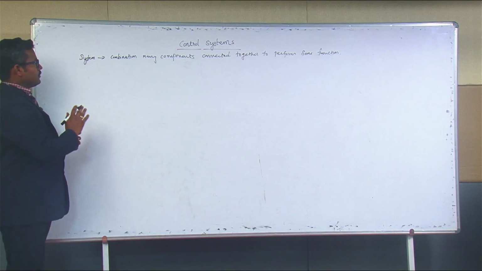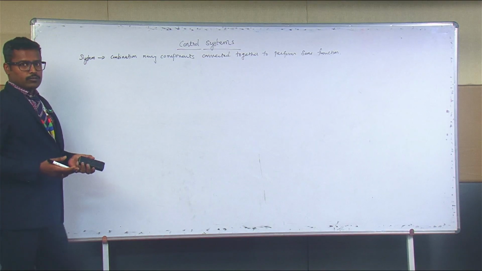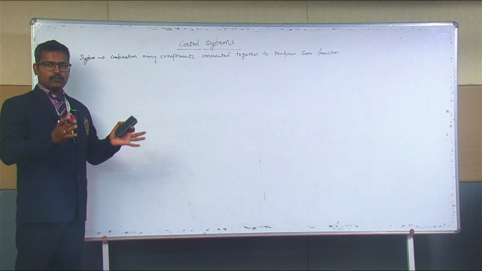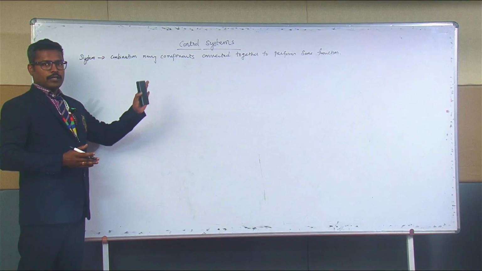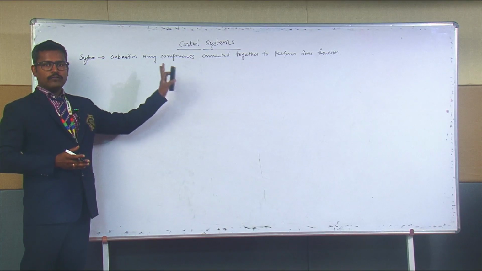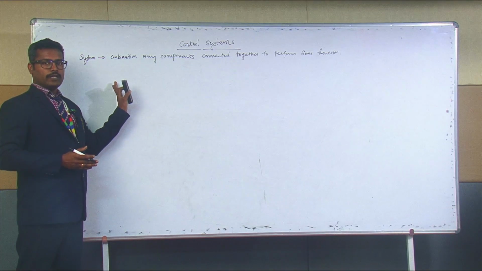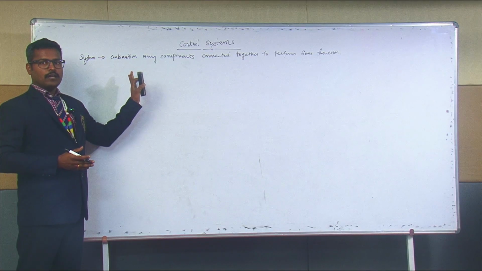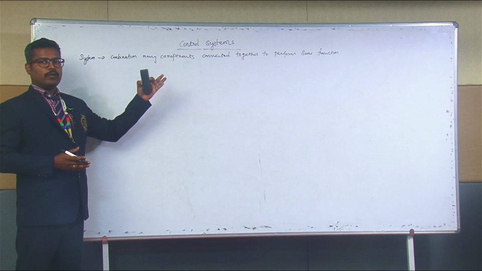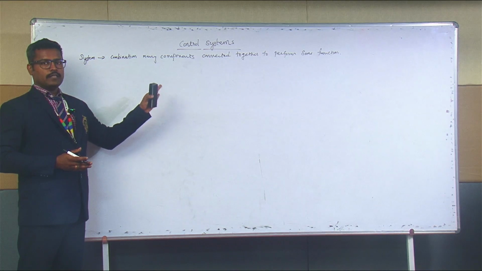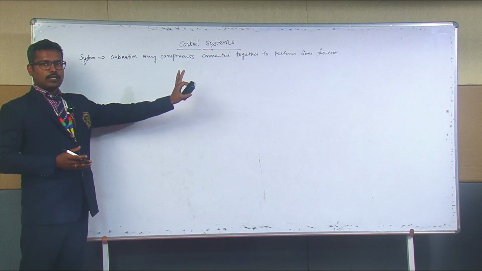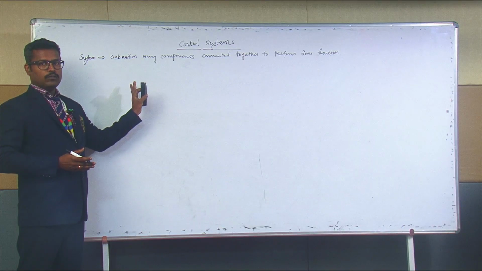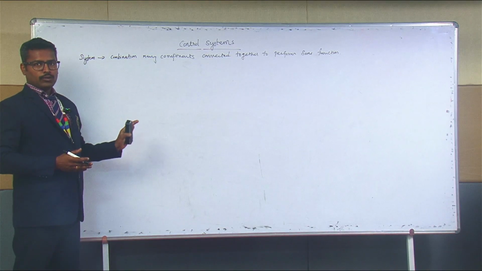So what is meant by a control system? The system is a combination of many elements, and if you are able to control the output of the system with the help of your input, then that is called a control system. If you are not able to control the output, then it is not a control system. When the system output is controlled with the help of the input, it is called a control system.